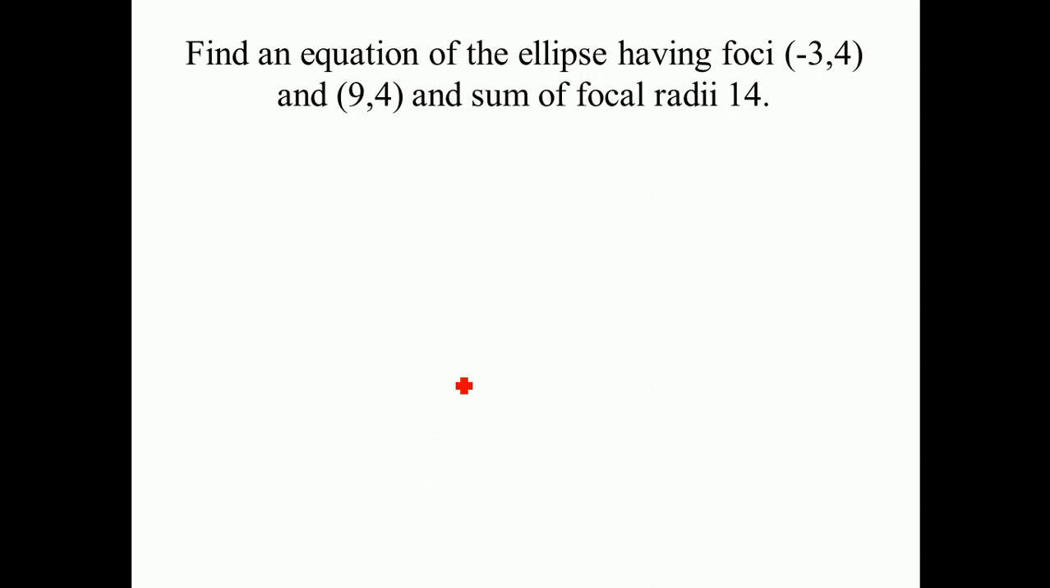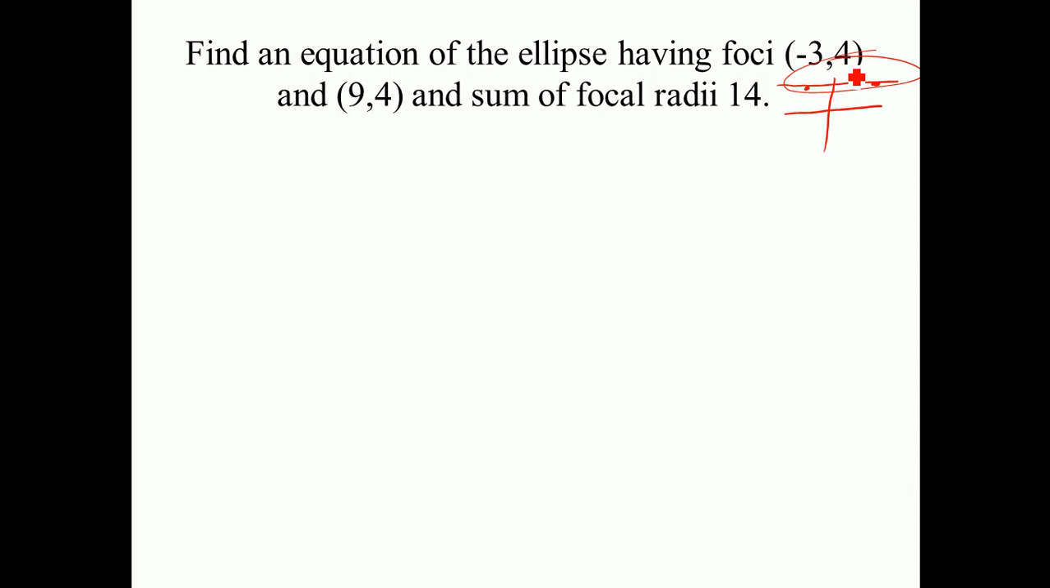Find an equation of the ellipse having foci (negative 3, 4) and (9, 4), and sum of focal radii is 14. Now, the best thing to do, before you do anything, is draw a picture just to see where the foci are. If you're at negative 3, 4, you're somewhere in the second quadrant. If you're at 9, 4, you're somewhere in the first quadrant. So basically, since my y coordinates are the same, this is going to be a horizontal ellipse. It's going to look something like that.